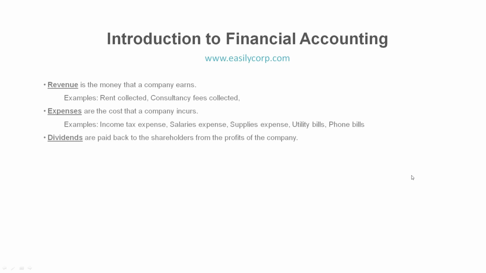Okay, so the other three terms, right, I wouldn't say less important, but they are still important for you to understand out of the six terms. So revenue is basically the money that the company earns. An example would be rent collected, or let's say you have collected consultancy fees for providing consultancy to another company or to an individual, then the company earns consultancy fees, right? These are called revenues. Basically they are money that the company earns and collects.